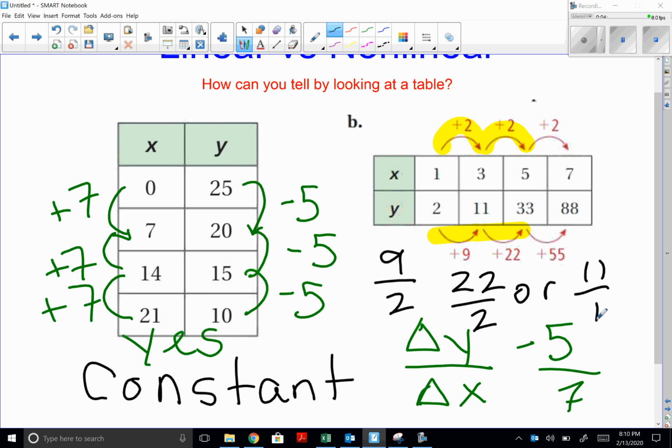If you keep going, you'll see that, again, between the next 2 points, 55/2 is the slope, and again, that's not the same. So this would be an example of a non-linear function.